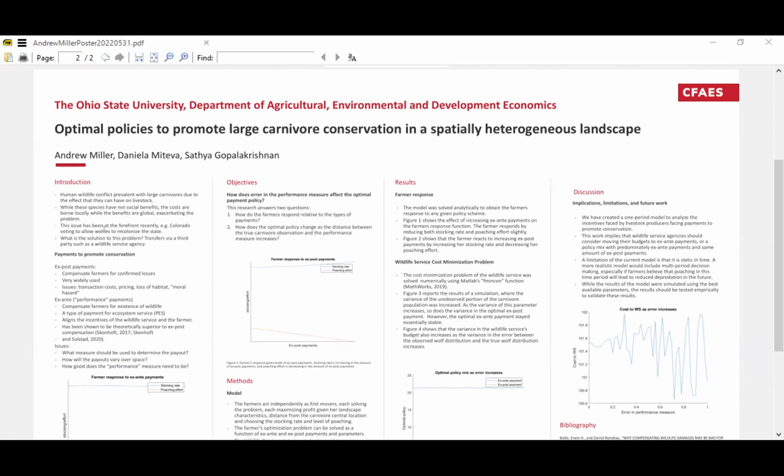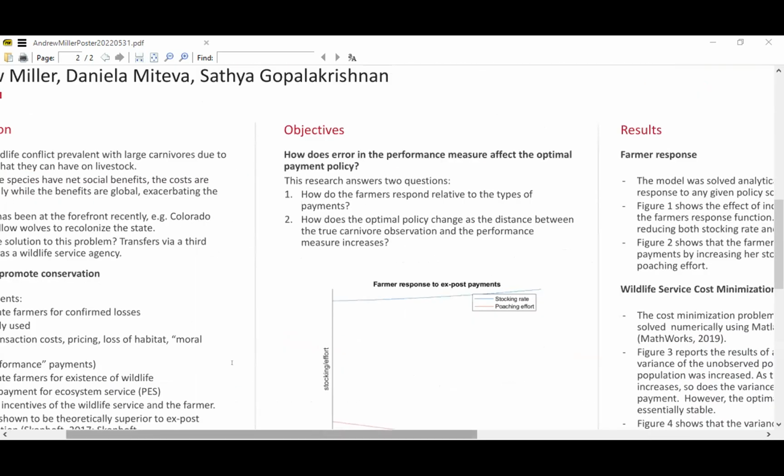And so today I'm presenting on the topic of optimal policies to promote large carnivore conservation, considering a spatially heterogeneous landscape. So just an introduction here.